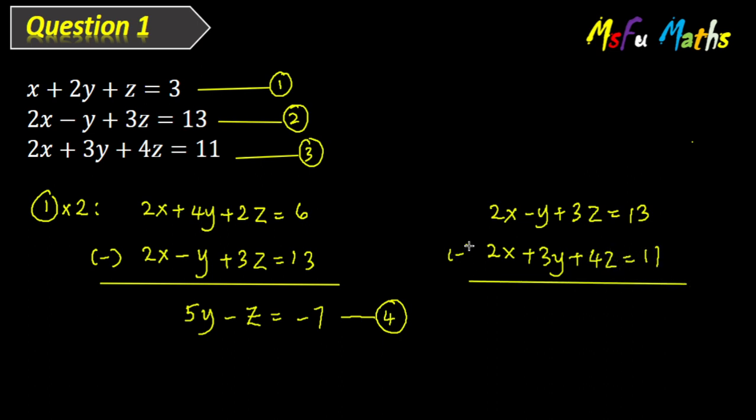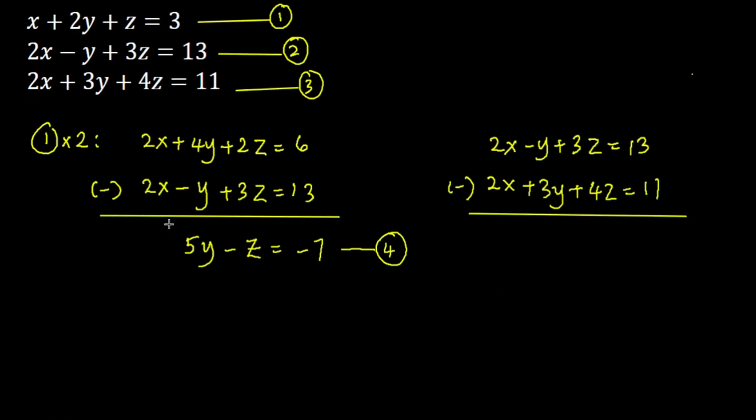Subtracting this, what you will get is 2x minus 2x is 0. Good, that is what you want. And then negative y minus 3y is negative 4y. So we write here negative 4y. 3z minus 4z is negative z. And then 13 minus 11 is 2. This is your equation number 5.